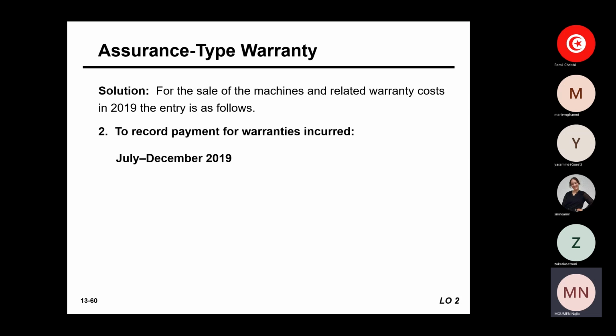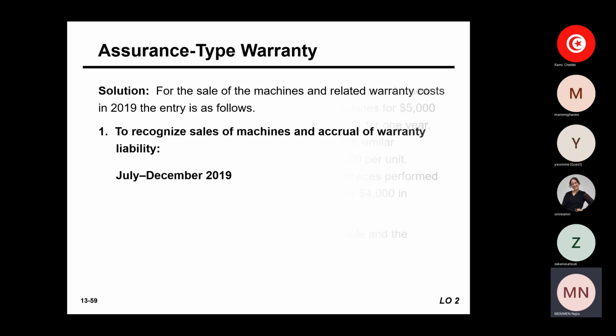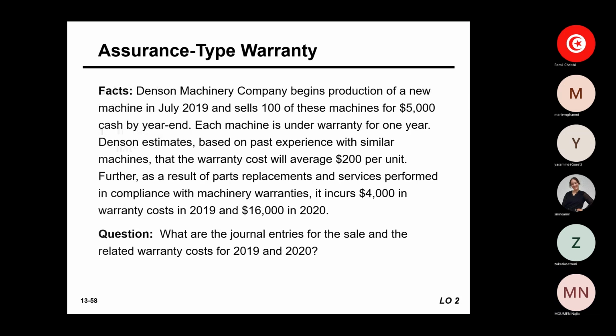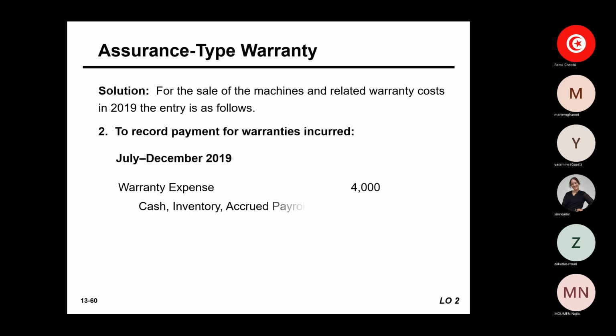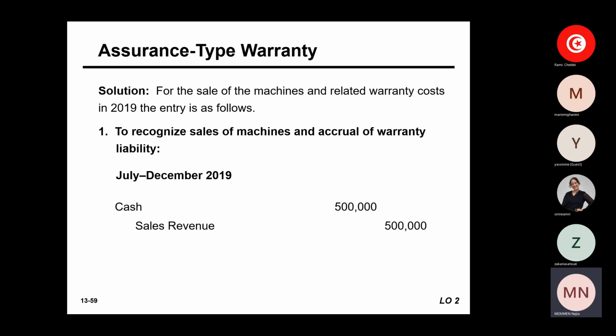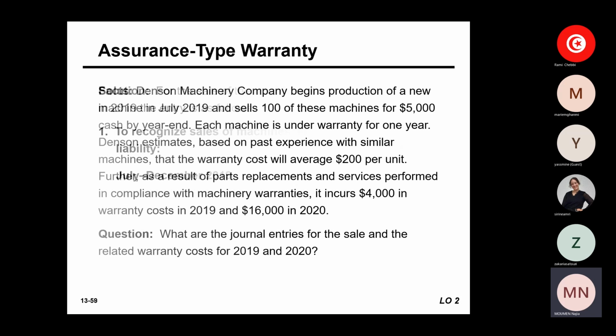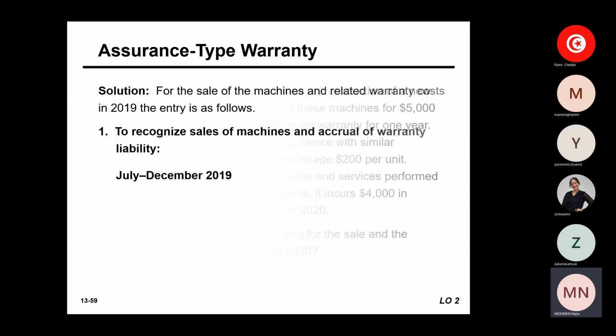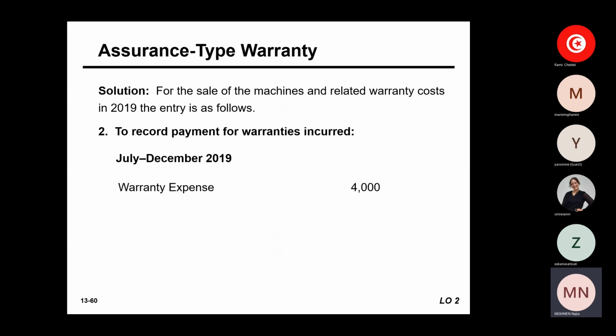Now you have to record the payments for warranties included here, incurred. So here we have an estimation of 200 per one item. It's about the incurrence before the recognition. Excuse me, so just to go back. Yes. So further, as a result of parts replacement and services performed here, it incurs 4,000. This is the incurrence, of course, of warranty expenses. So when you have warranty expense here for December 2019, it was 4,000.